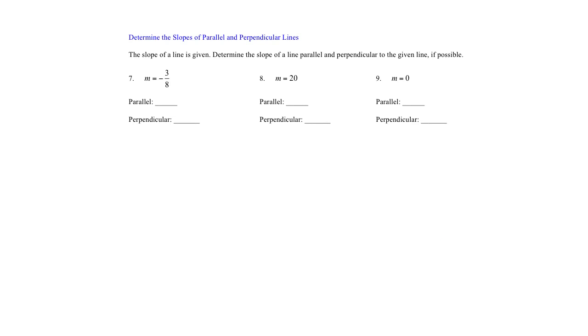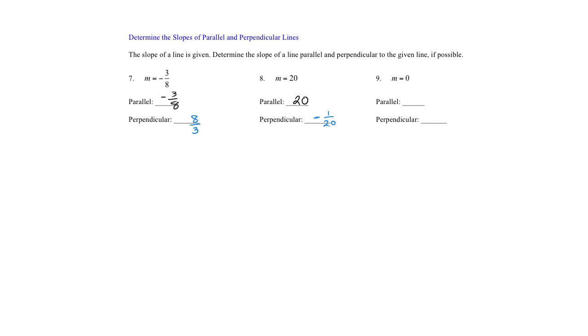Okay, the slope of the line is given, and we need to figure out the slope of a line parallel and a line perpendicular to the given line. In this case, our slope is given as -3/8. A parallel line has the exact same slope. Parallel lines have the same slope, and perpendicular lines have reciprocal numbers and opposite signs. Okay, parallel, same slope; perpendicular, opposite signs and reciprocal numbers.